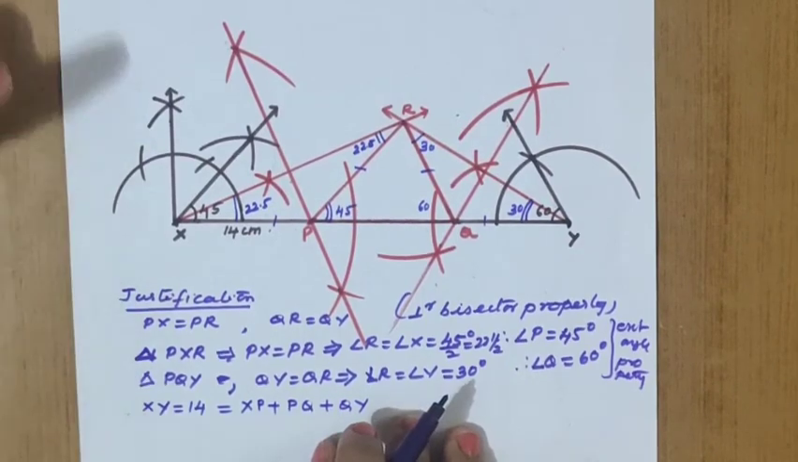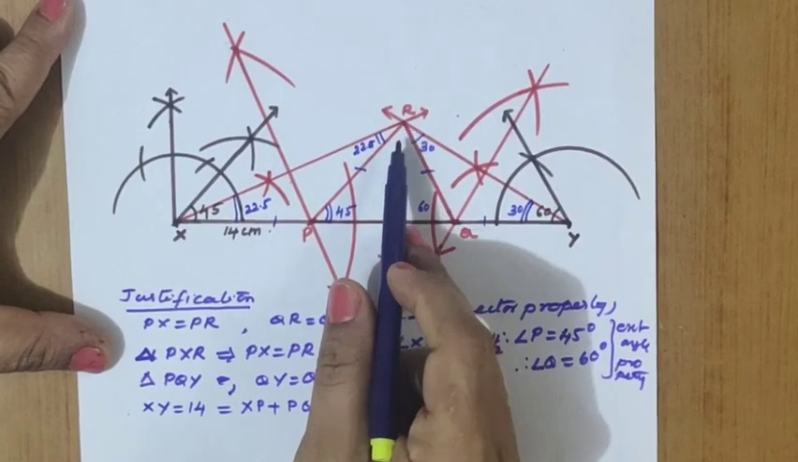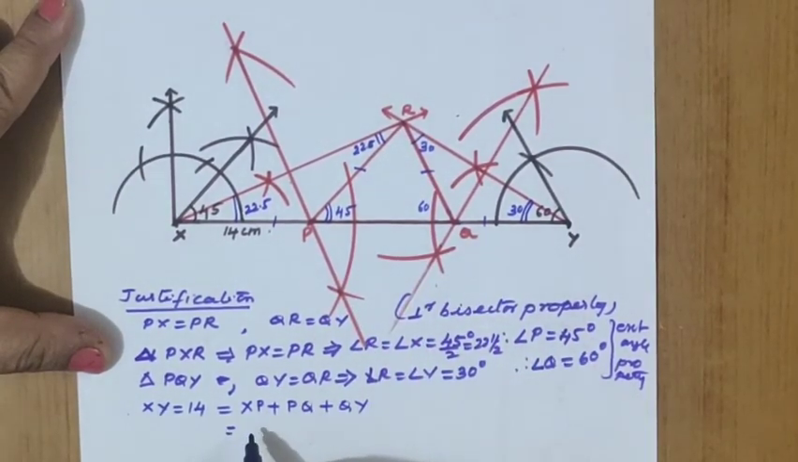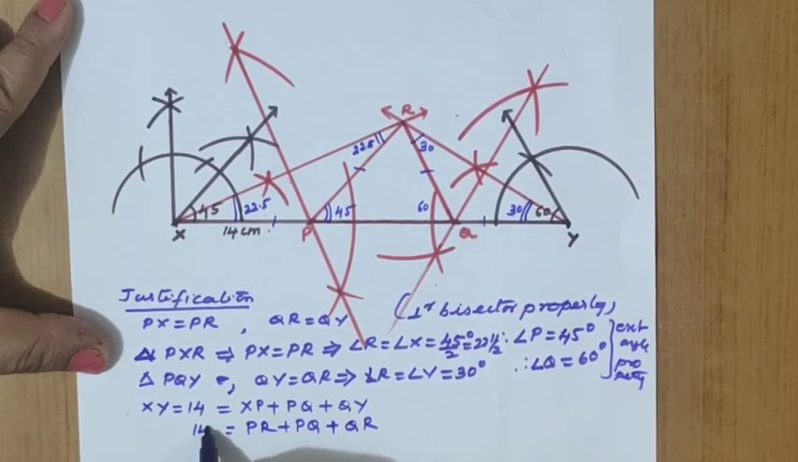XP is which length? It is XP equal to PR. PQ there is no change, it is a side of the triangle. QY is replaced with QR. So we got the perimeter also justified here.